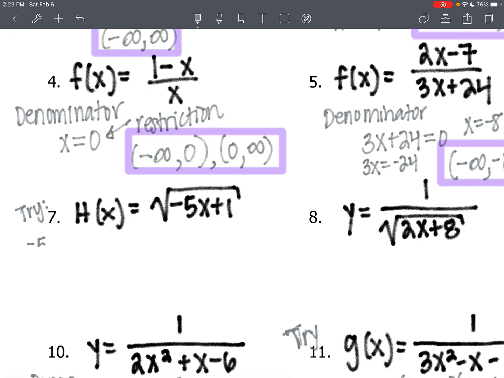Okay, welcome back. This is an even root radical, so we've got negative 5x plus 1 has to be greater than or equal to 0. Negative 5x is greater than or equal to negative 1. And then dividing by negative 5, we have to flip the inequality symbol, and we get x is less than or equal to 1/5. So negative infinity to positive 1/5 with a bracket.